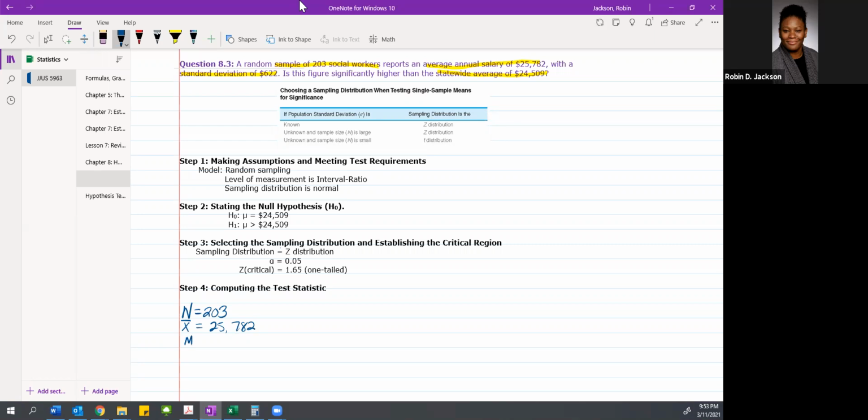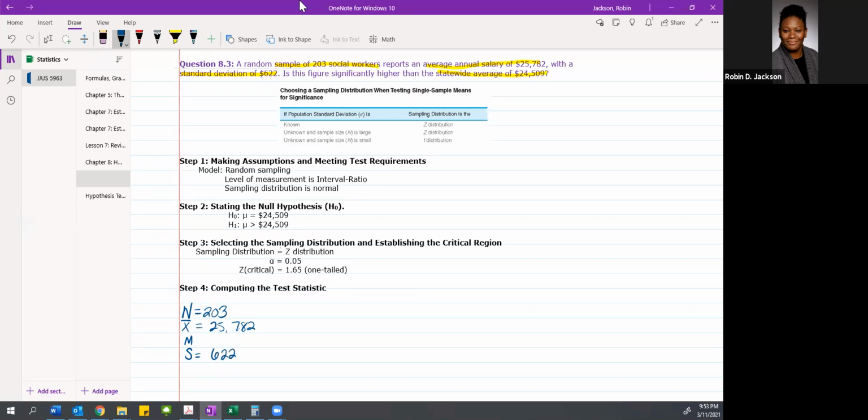And I'm going to come back to the population mean in just a second, but let's go ahead and write the information as I see it. The sample standard deviation, because when it gives us the average salary with a standard deviation of $622, that's letting us know that is the standard deviation for the sample. So that gives us an S. So our sample standard deviation is $622 or 622. I'm not going to write the dollar signs.